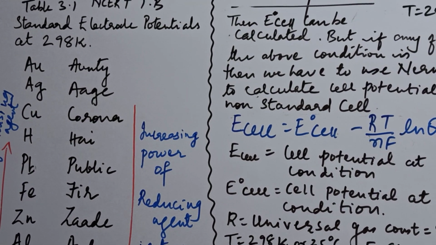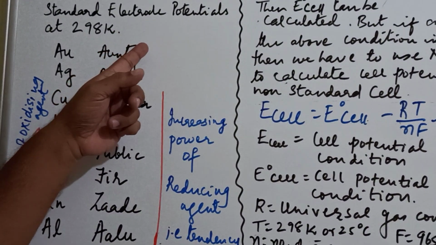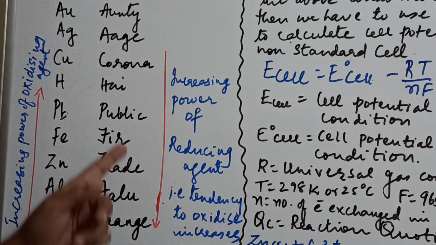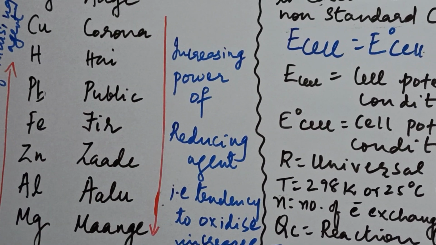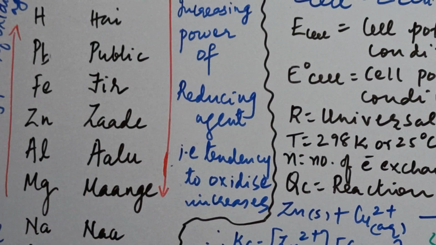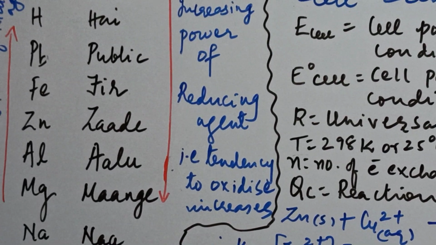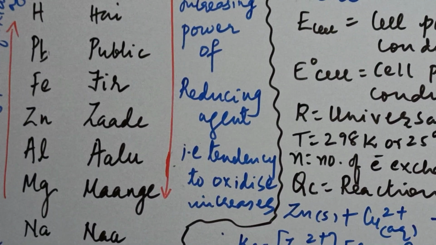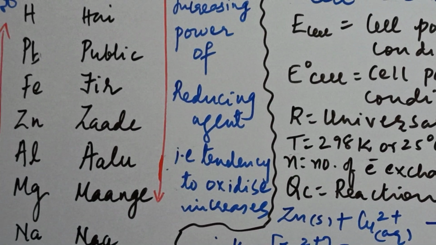You can see I have put a red arrow mark there. When you go from top to bottom, it is the increasing power of reducing agent. Increasing power of reducing agent implies that the tendency to oxidize increases. Tendency to oxidize increases means the tendency to release electrons increases.